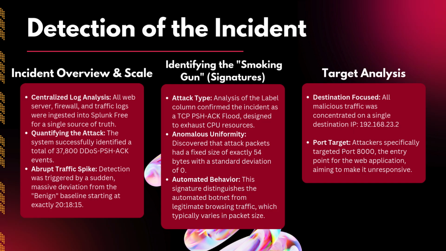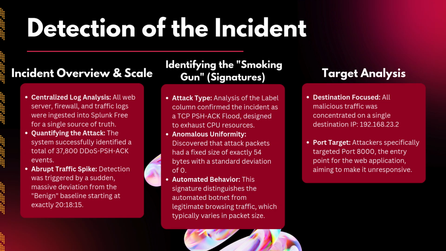So the next is to identify the smoking gun, which is the attack signature. By analyzing the label field in the logs, we confirmed that the attack type was a TCP push-ack flood. This type of attack is designed to overwhelm the server's CPU by forcing it to process a large number of TCP packets.